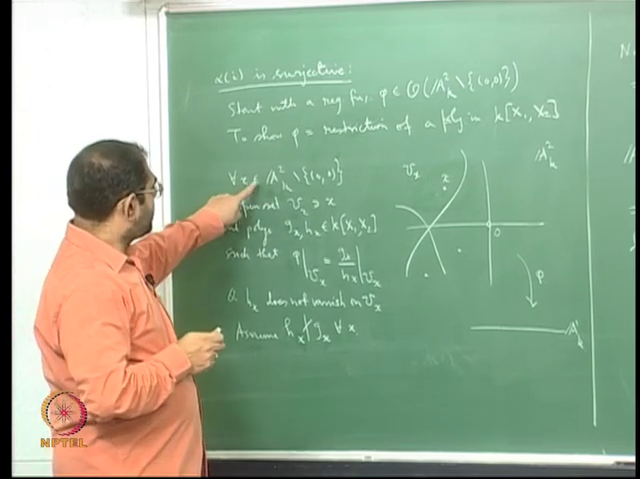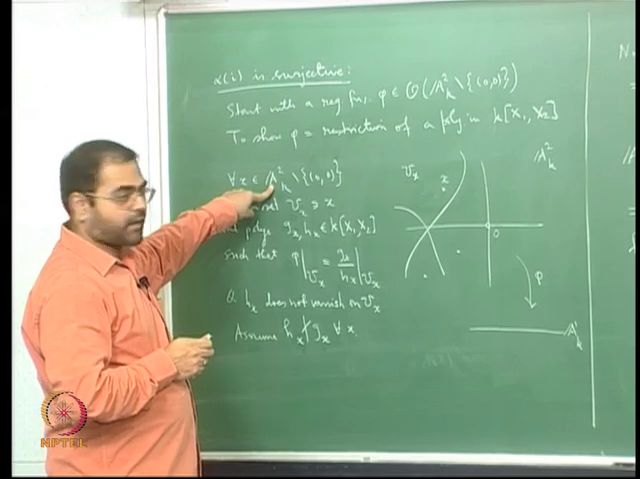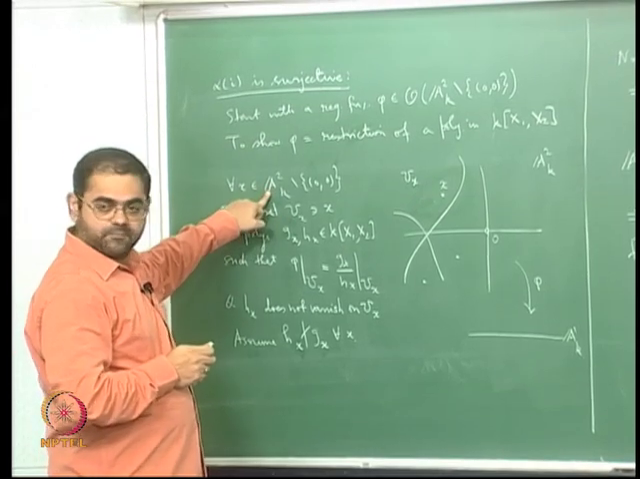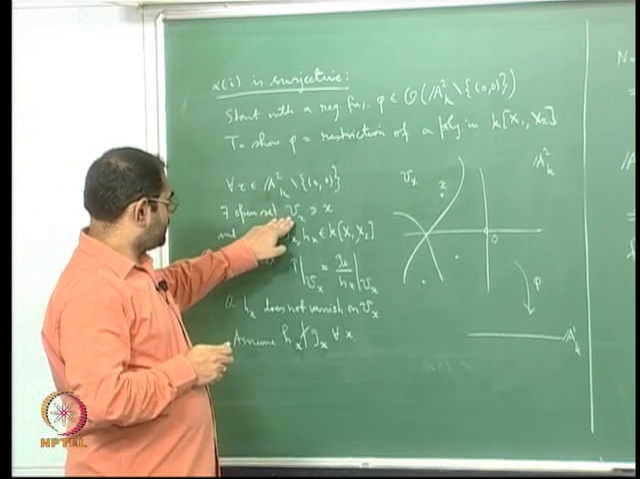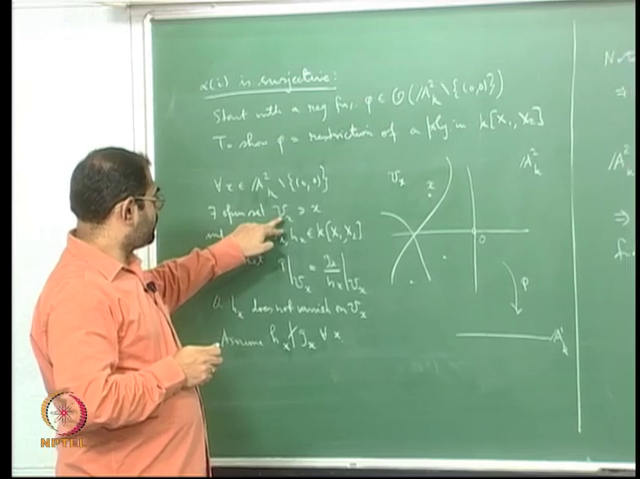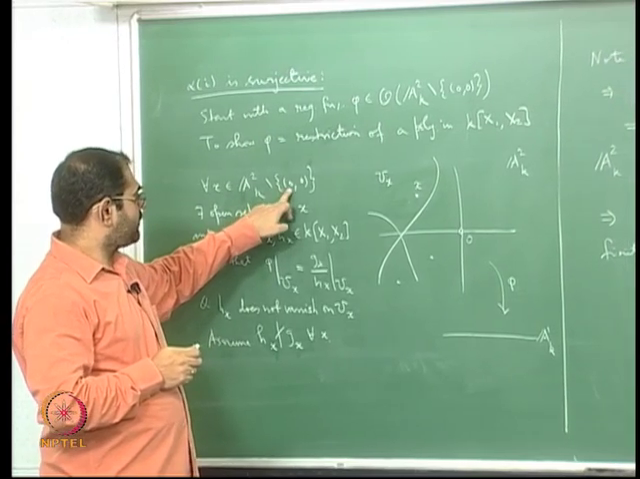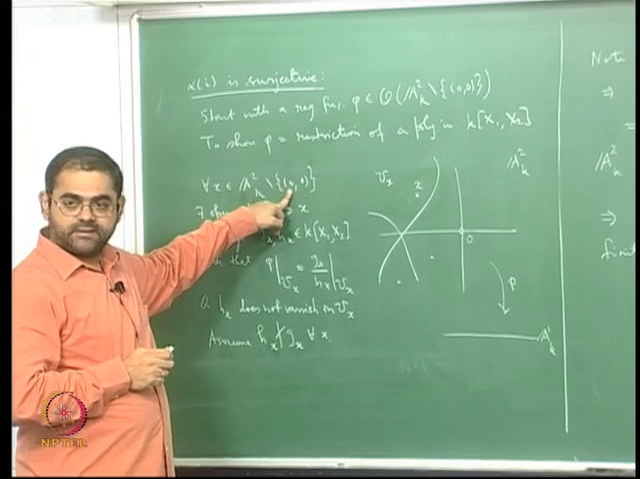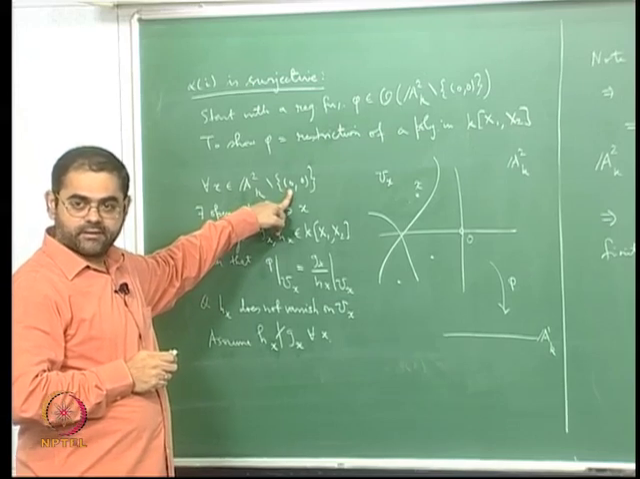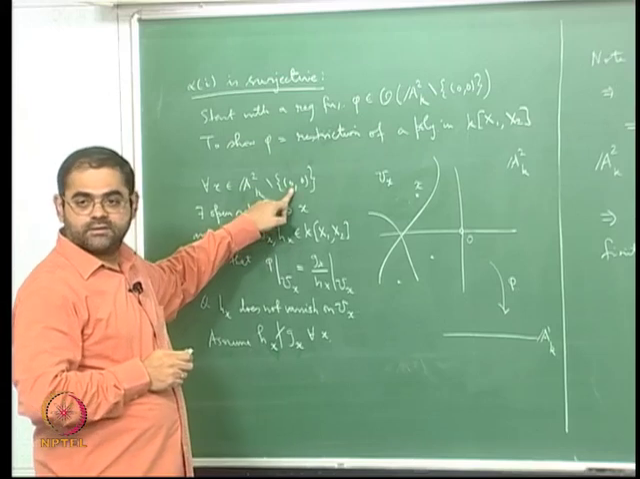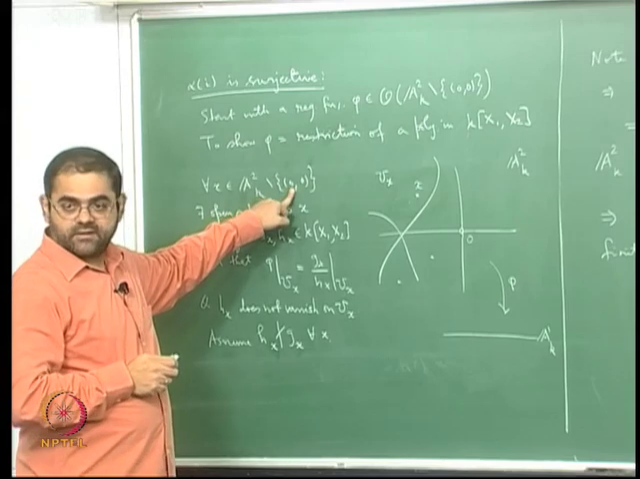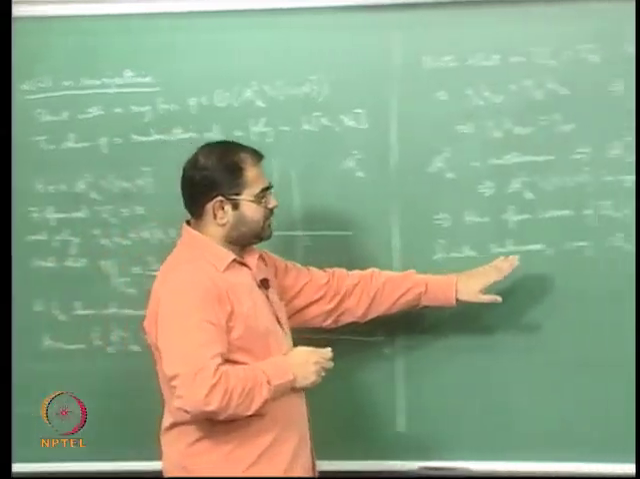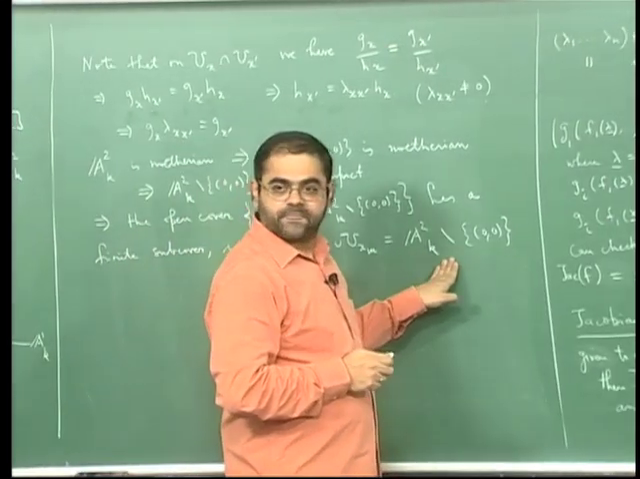For every point in this I am looking at an open set there. The only problem is that this open subset might contain the origin, but then you can simply throw it out from that open set. You can puncture it at the origin if it contains the origin. So therefore this union will be this.